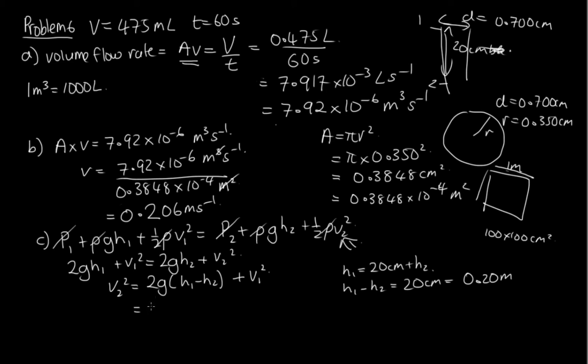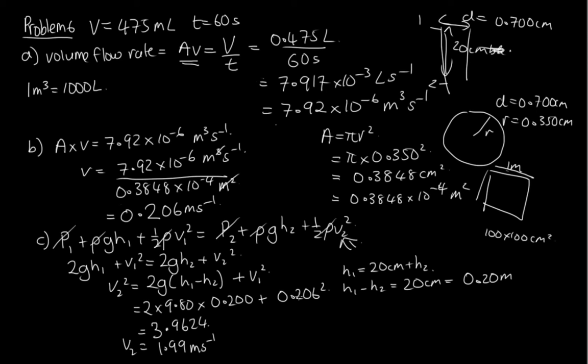So let's substitute in. We've got 2 times 9.80 times 0.200 plus the velocity at point 1 squared, which is 0.206 squared. So solving this, we end up with 3.9624. And so the velocity at point 2 is equal to the square root of this, which is equal to 1.99 meters per second.